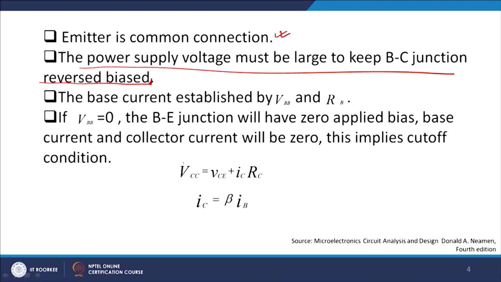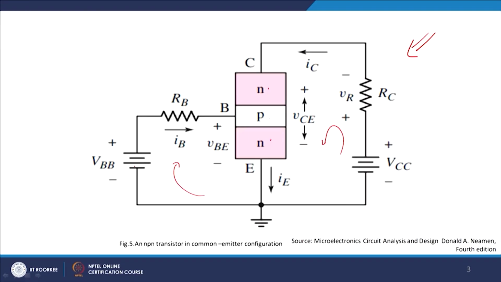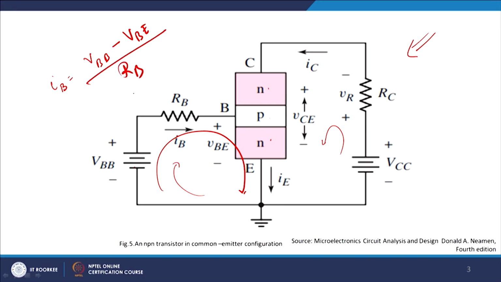Now, the base current is established by VBB and RB. Why? If you look at VBB, this is my VBB and this is my RB, right. So I get IB to be equal to VBB, if you go from this side to this side, VBB minus VBE, the base to emitter junction voltage, divided by RB. This is 0.7, and RB has to be of the order of a few kilo ohms, for the current to be in the order of a few microamperes. So RB has to be typically very large, otherwise the base will short out, right.